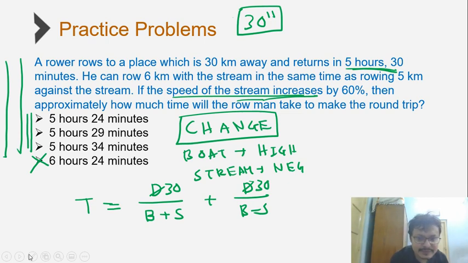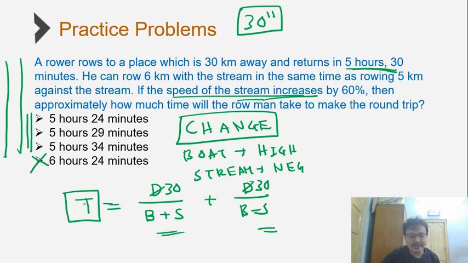Now the point that is being mentioned here is the speed of stream increases. Now, which is the bigger contributor to time? Is it this one or is it this one? That will be increasing the time by a greater proportion. If you look here, the denominator for B minus S is much smaller, which means the ratio of this will be much bigger.